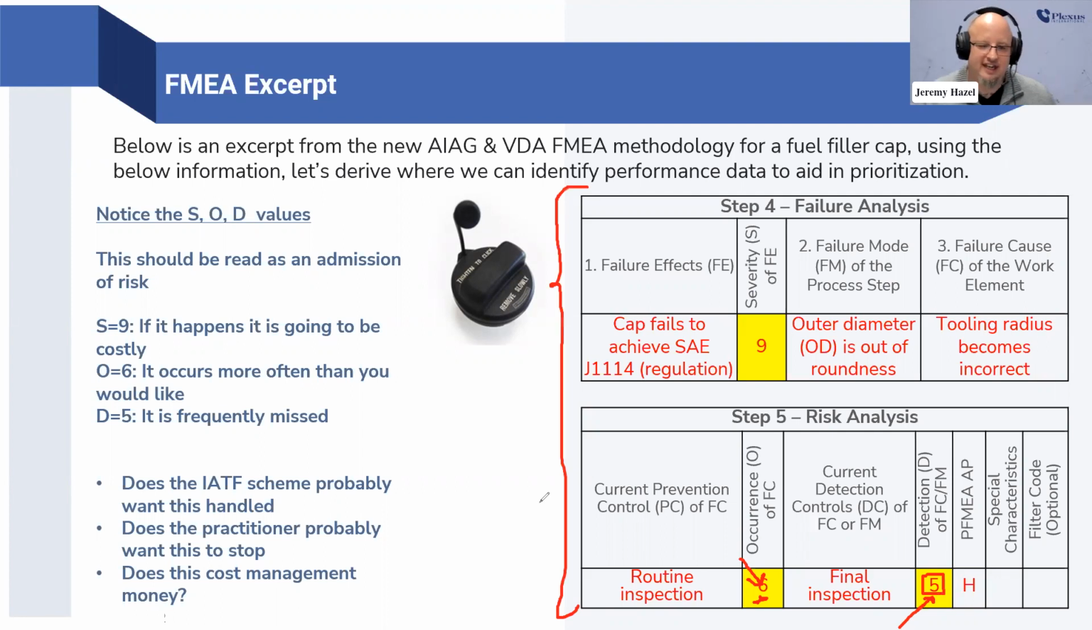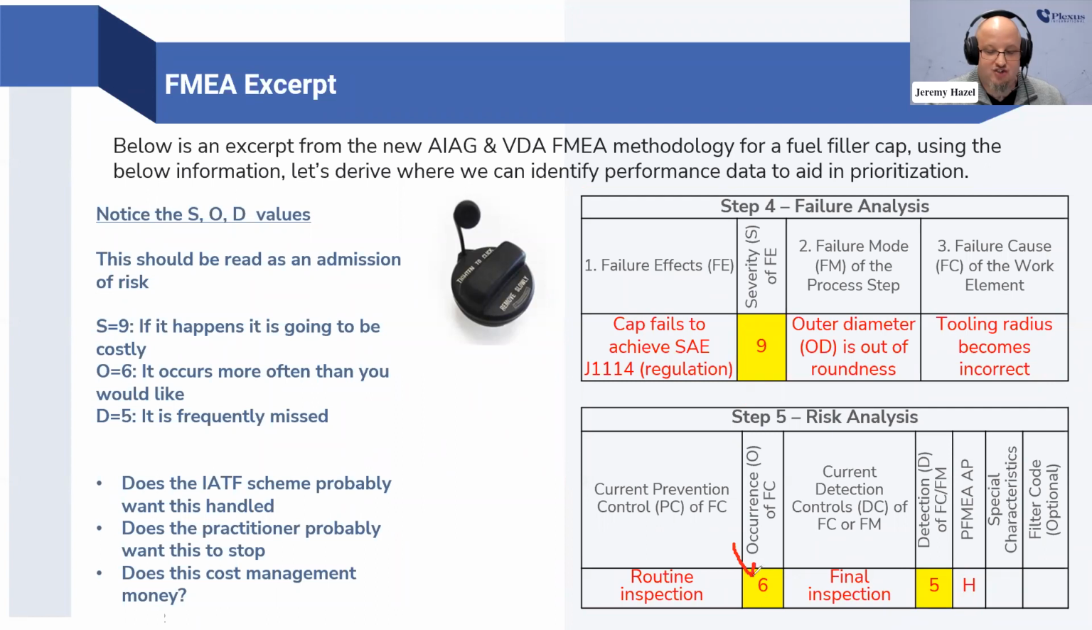Whole different thing here. Now, coming back to our 3 parties, does the IATF scheme probably want this handled? Can we largely agree that the scheme looks to high severity items as one of the primary drivers for the things that you might work on? I would say in a general sense, absolutely.